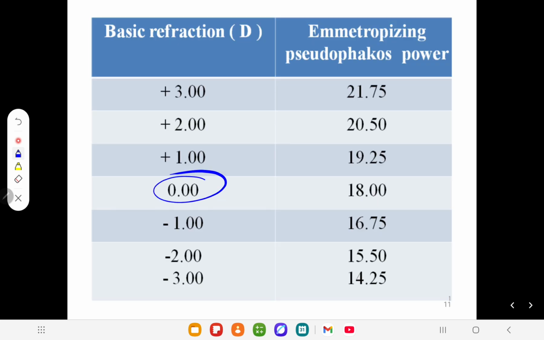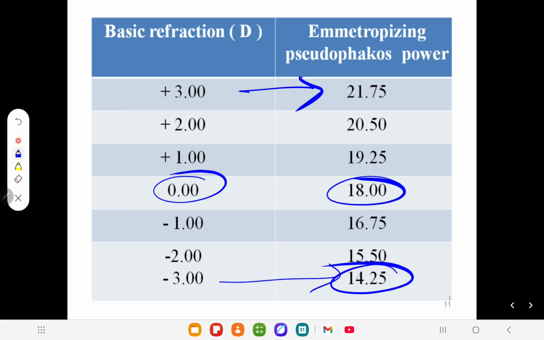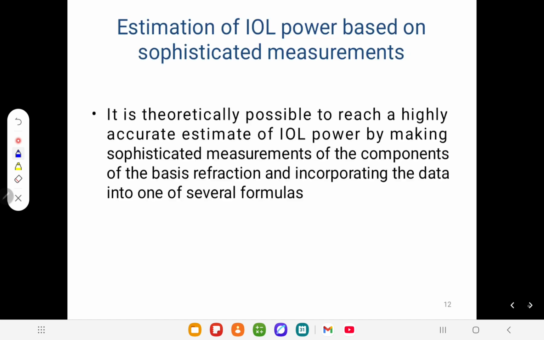If the patient is emmetropic, then we put 18 diopter of IOL. If the patient is hyperopic, we add power to the IOL, and if myopic, we reduce the power. So that's basically estimation. And don't just think about it now. We do biometry, which is very essential, isn't it?